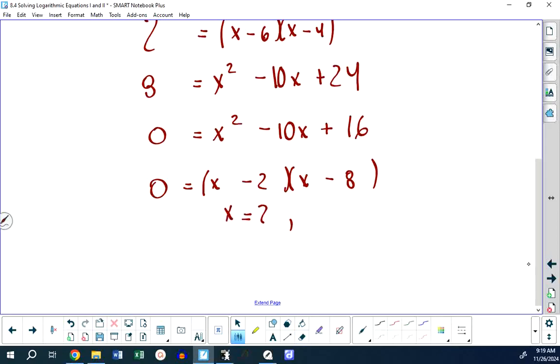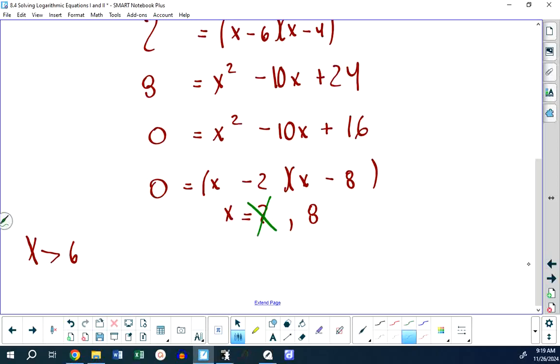Which means x equals 2 and 8. And you know, if it were a written response, you'd probably write x minus 2 equals 0, x equals 2, x minus 8 equals 0, x equals 8. But our restriction is x has to be greater than 6, which means that is not a solution.